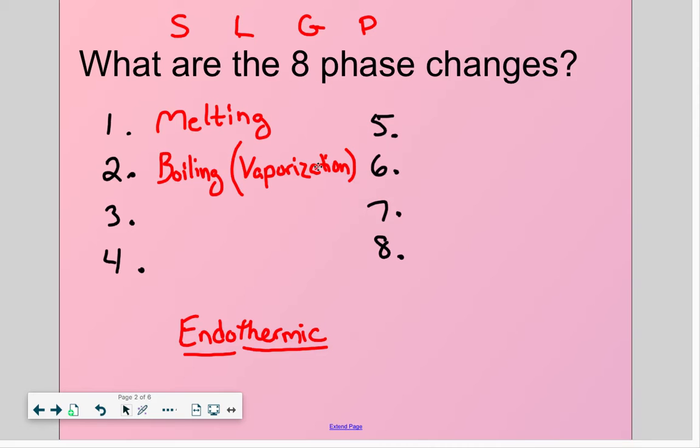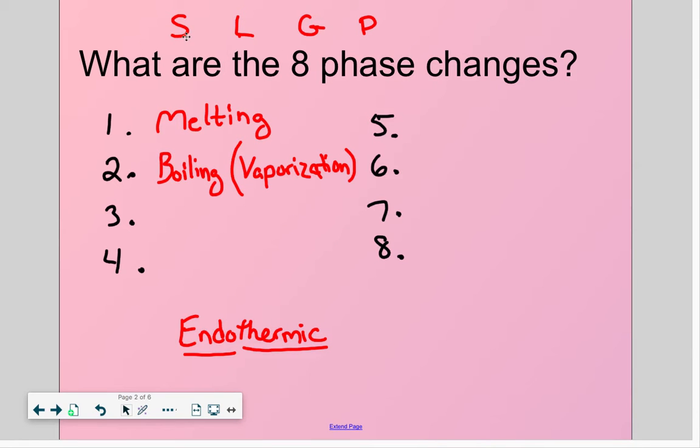So they mean the same exact thing, but vaporization is the more scientific term. That's what I would be looking for on tests. If you put boiling, I'd probably accept it, but I would just give your paper a dirty look. It happens. All right, so that's solid to liquid and liquid to gas.